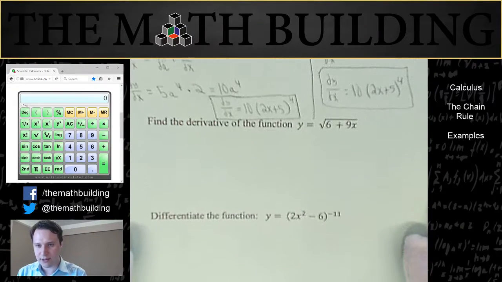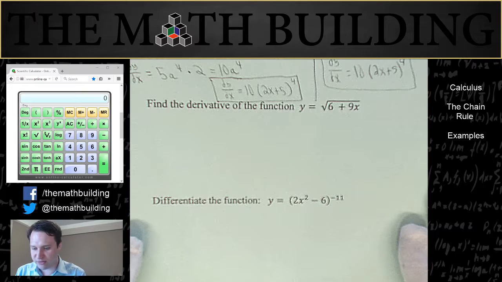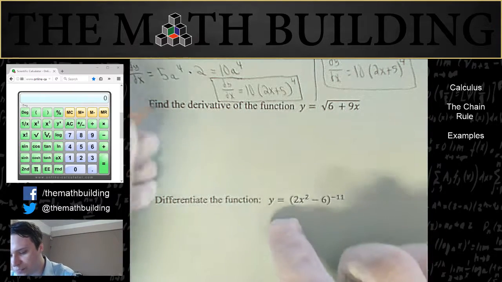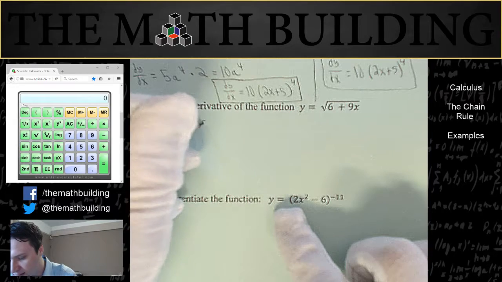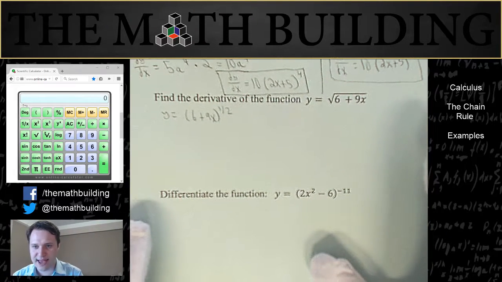Let's do this next one. Find the derivative of the function y equals the square root of 6 plus 9x. I'm only going to use this second method for this one. The first thing you want to do is rewrite this so that the square root is a power. So we're going to rewrite the function with the power of 1/2.